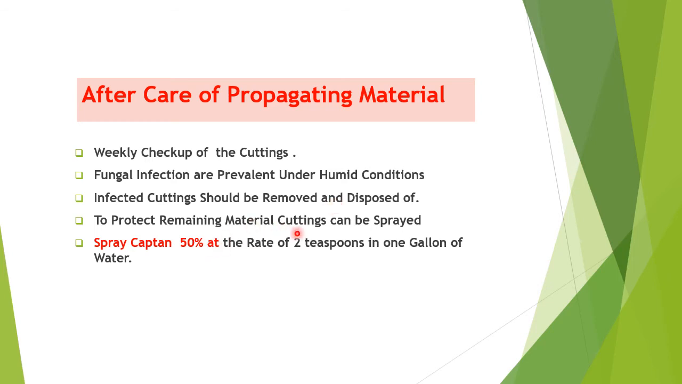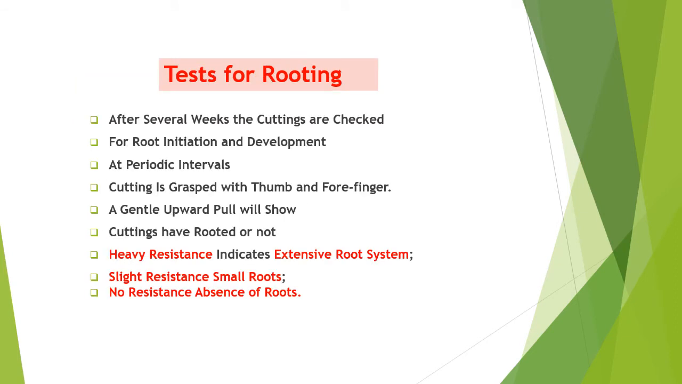To protect the remaining material, cuttings can be sprayed. You can spray Captan 50% at the rate of 2 teaspoons in 1 gallon of water. That means whenever you have a humid condition, you should prefer these sprays, so that damage is not done to the propagating material. Now you have to see whether the rooting has taken place or not, because you are planting a stem cutting for rooting. So what are the tests for the rooting?